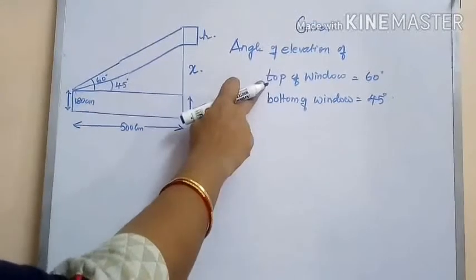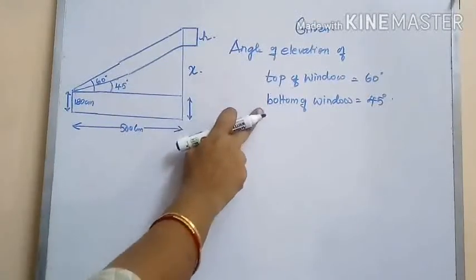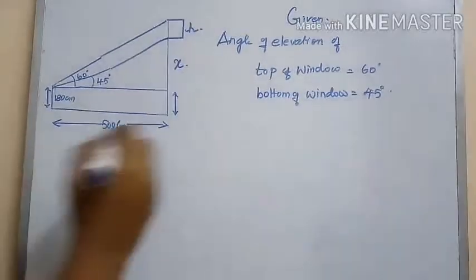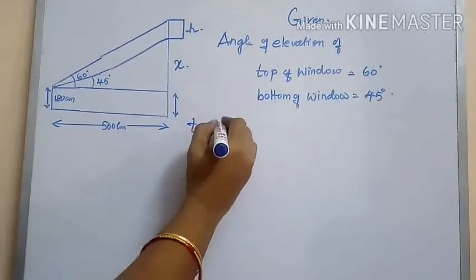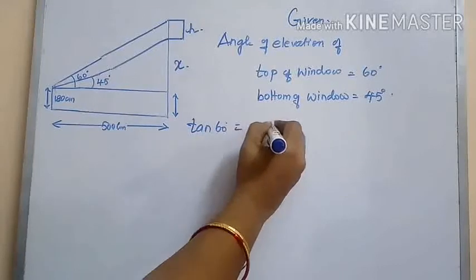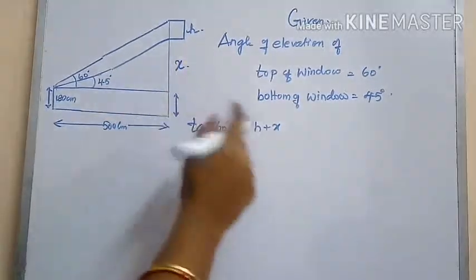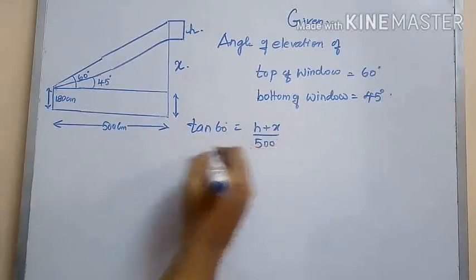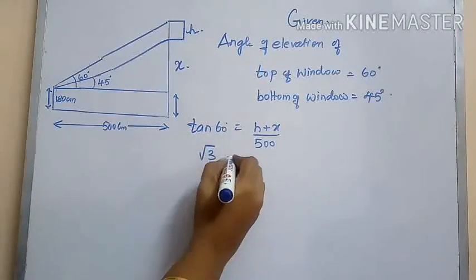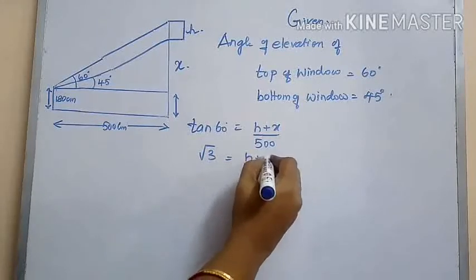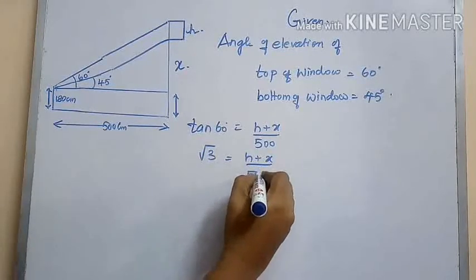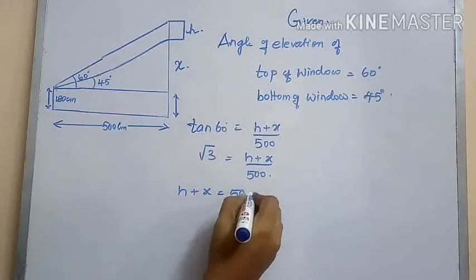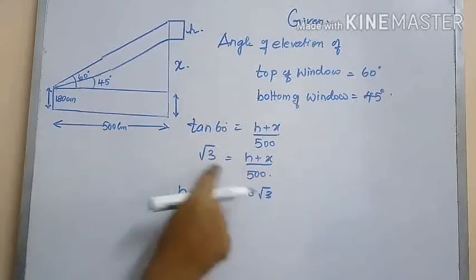Now given that angle of elevation to the top of the window is 60 degree and bottom of the window is 45 degree, we have tan 60 is equal to opposite side h plus x by 500. Tan 60 is √3, which is equal to h plus x by 500. So we get h plus x is equal to 500√3.